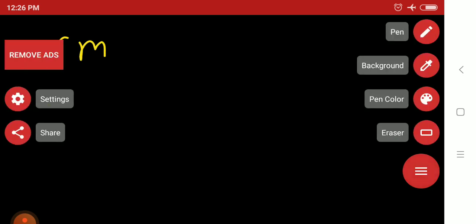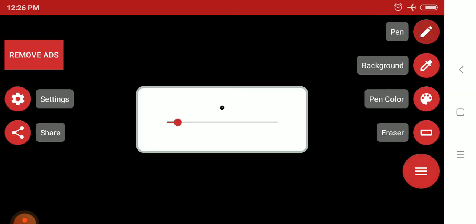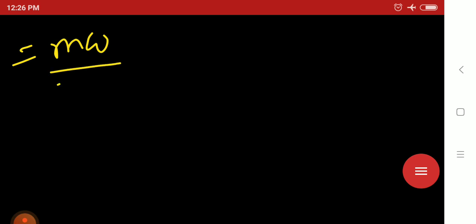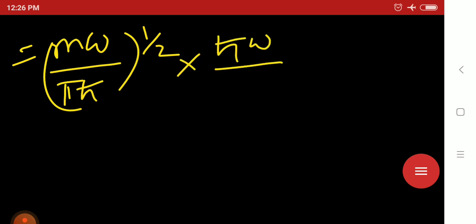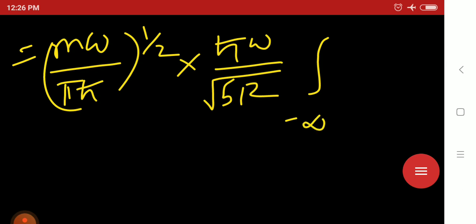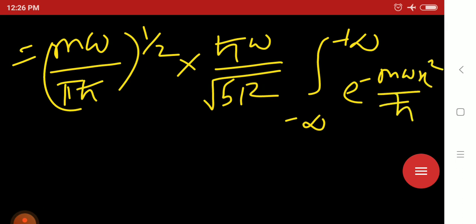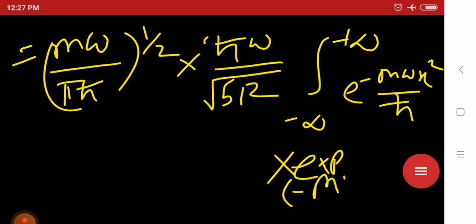Keeping the constant term outside. What is the constant term? Constant term is (m omega divided by pi h cut) whole to the power half into h cut omega divided by root 512. Okay, and inside the integration minus infinity to plus infinity, 1 exponential minus m omega x square by 2h cut whole square, that will give you what? Exponential minus m omega x square by h cut into the exponential part of the Hamiltonian, that was h cut omega root over 512, another exponential term, that is exponential minus m omega x square divided by h cut dx.